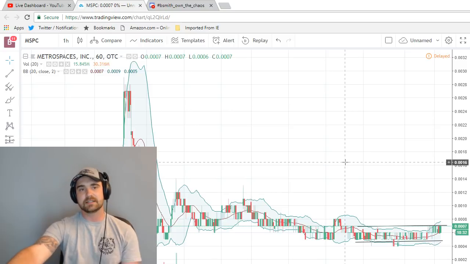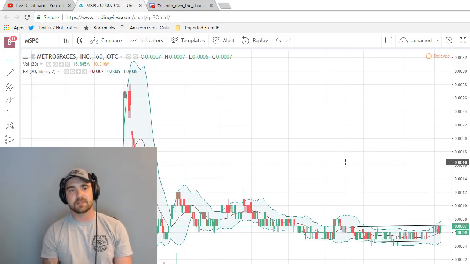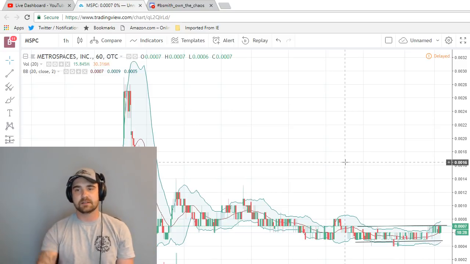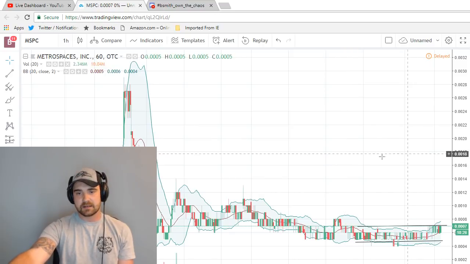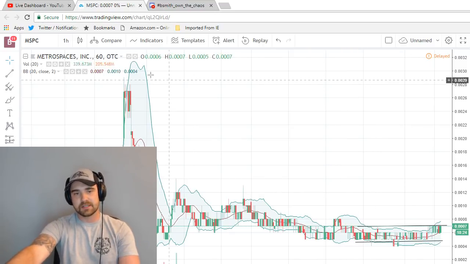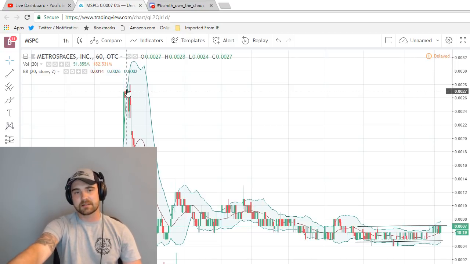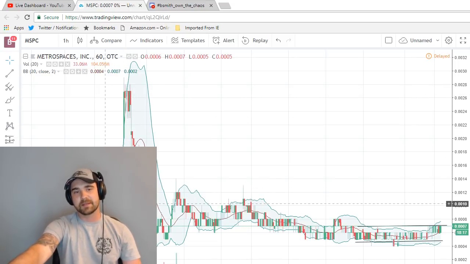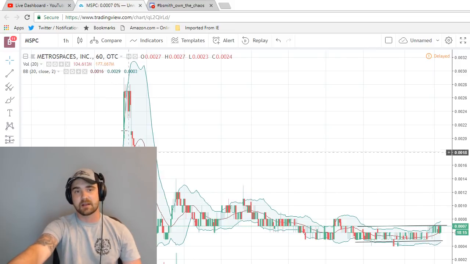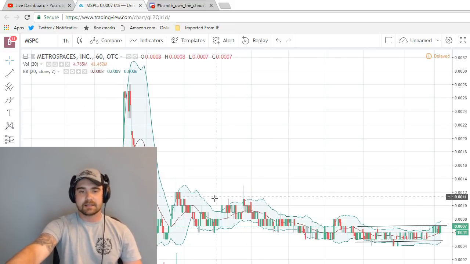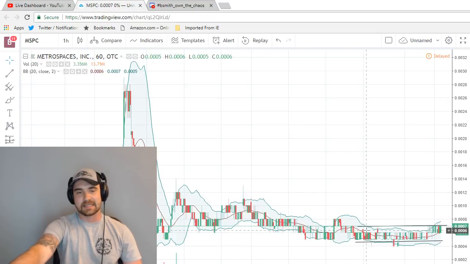But here is the TradingView chart for MSPC. I have the hourly chart on here, and over the last 3 months, you can see this holds a special place in my heart, because if you've been following me for a while, this was my biggest trade ever. I made over $20,000 on this trade back in March. It has since then obviously cooled down a lot.